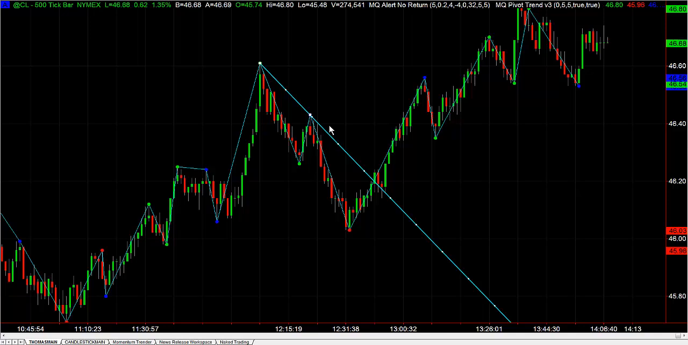So great job to everybody that took the trades in crude oil this afternoon after the trading room was closed, using the pivot trend indicator or the pivot breakout strategy.